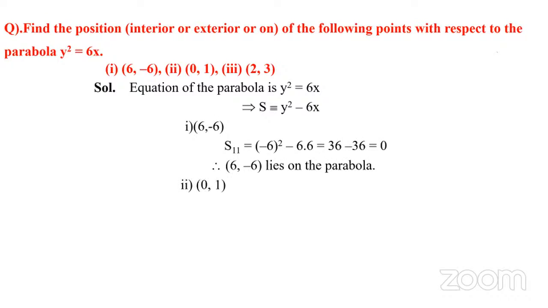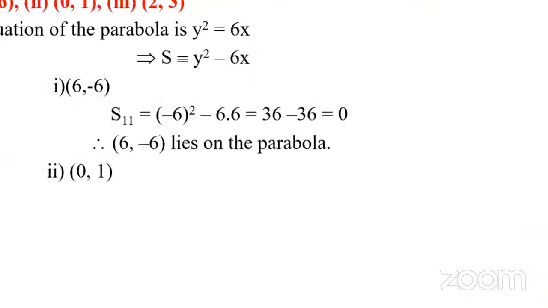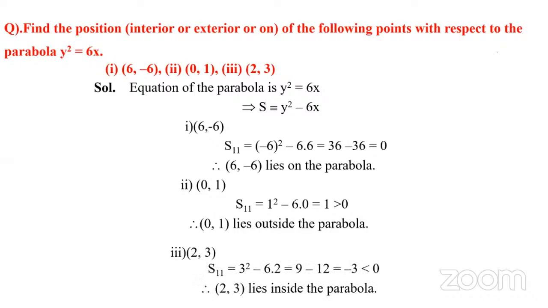Now (0, 1). Just substitute the values. S11 equals 1 square minus 6 into 0, equal to 1, which is greater than 0. Then this value is greater than 0, which means this is outside of the parabola. If you substitute (2, 3), you will get less than 0. So 3 square minus 6 into 2 is nothing but 9 minus 12, equal to minus 3, which is less than 0. This is the inside of the parabola. This is how we find where the point lies in the plane with respect to the parabola.